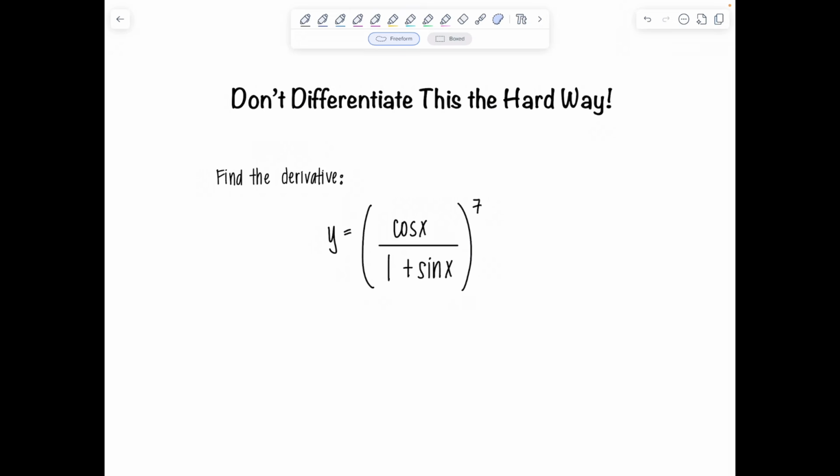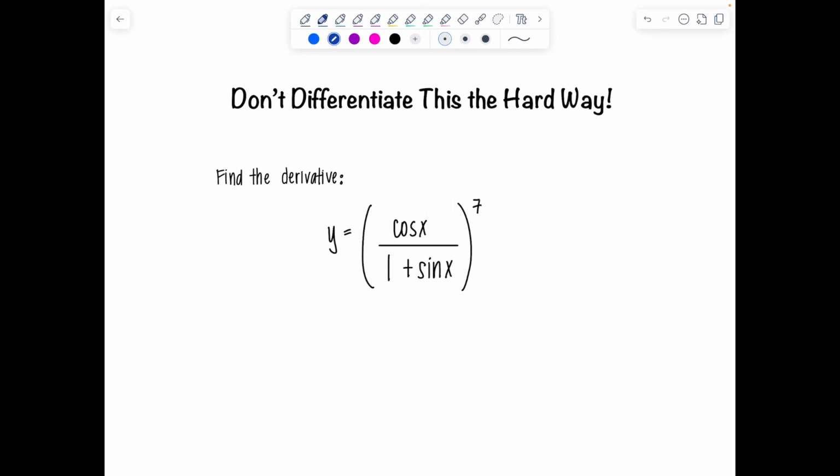Find the derivative of y equals cosine x over 1 plus sine x, all raised to the 7th. So a lot of students are thinking right now, power rule, quotient rule, this is going to be ugly. And it can be if you tackle it the wrong way. So do not distribute this 7, that power, to the numerator and denominator. Instead, we're going to apply the chain rule. Now, can you distribute it and differentiate and still get the right answer? Absolutely.